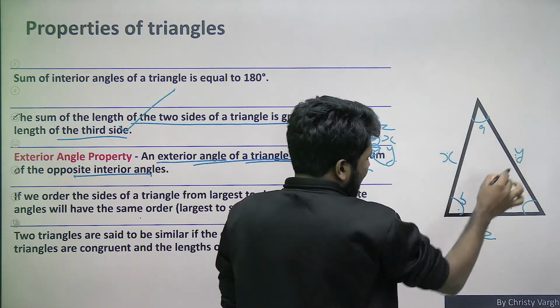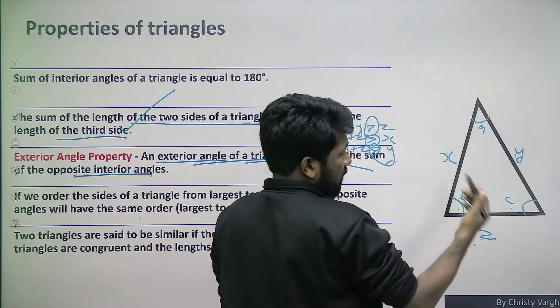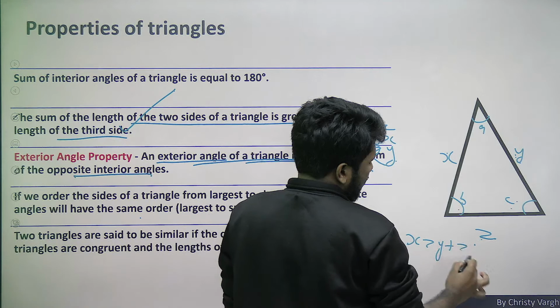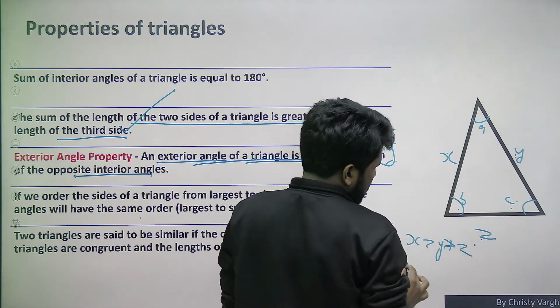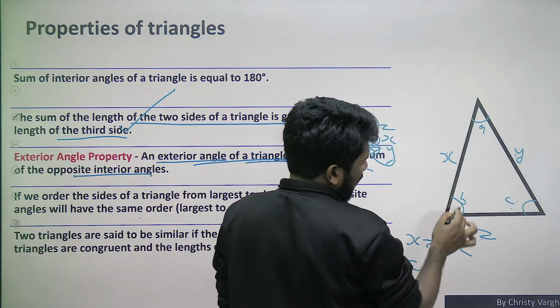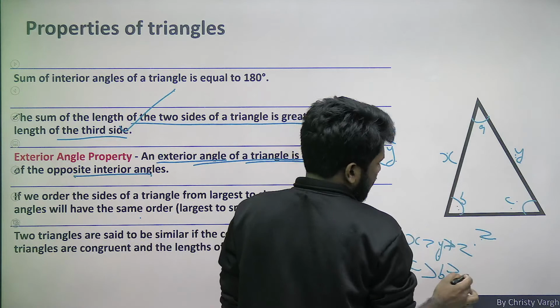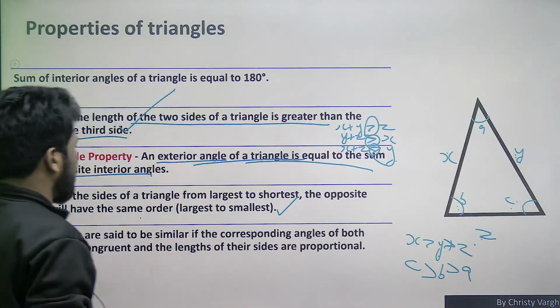The sides' size will decide the angles' size, sorry, the opposite angles' size too. If X is greater than Y is greater than Z, X's opposite angle C will be greater than Y's opposite angle B will be greater than Z's opposite angle A. That is a property. I hope that is clear.